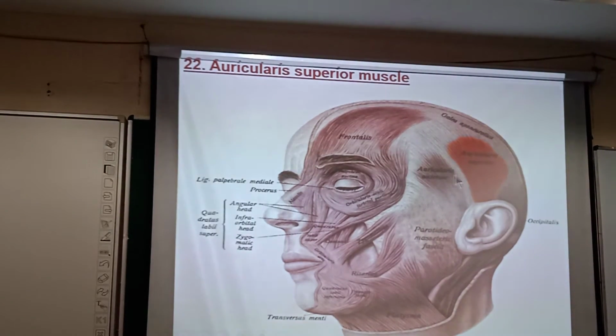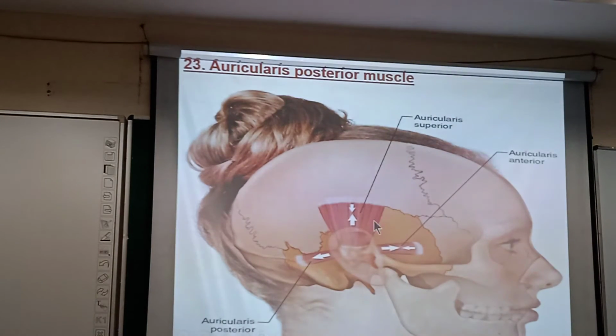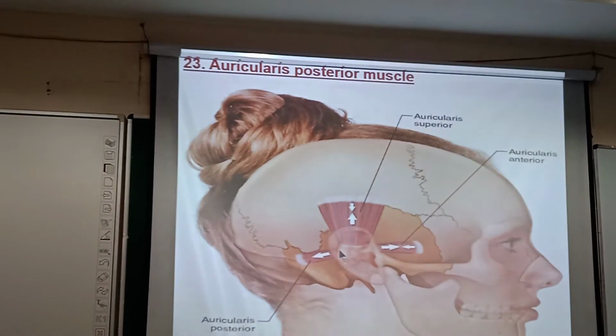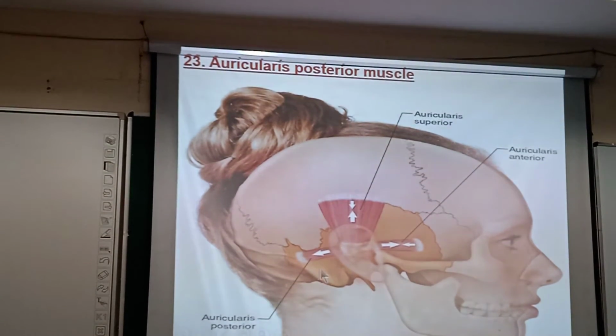Auricularis superior, just posterior to that, from the superior temporal line itself takes its origin going to the superior aspect of the auricle. Auricularis posterior, from the posterior surface of the mastoid process going to the posterior aspect of the auricle.